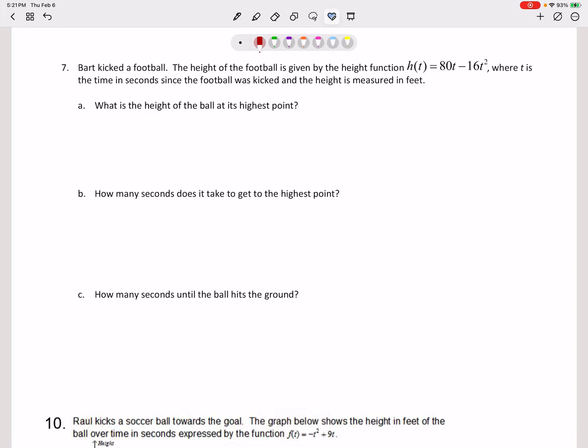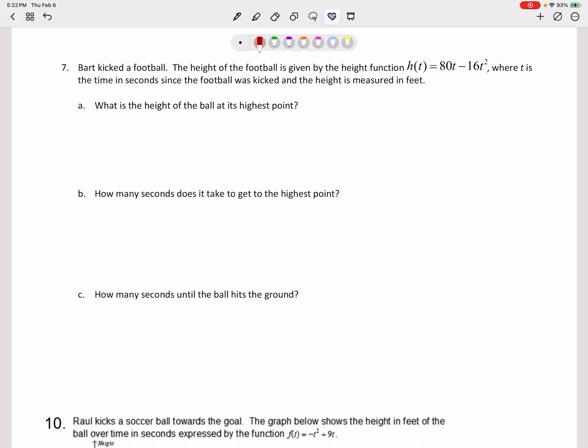Here we've got a problem that says that Bart kicked a football. The height of the football is given by the height function, H of t equals 80t minus 16t squared. T is the time in seconds since the football was kicked, and the height is measured in feet.